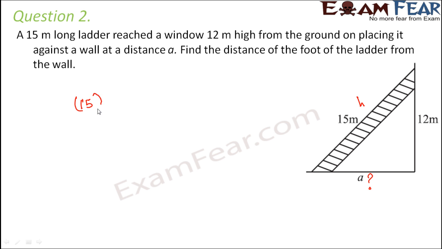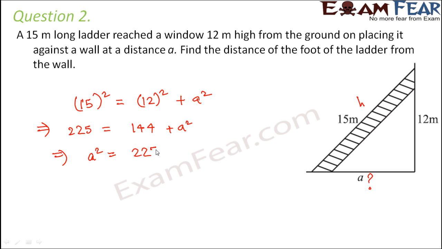Therefore 15 square is equal to 12 square plus A square. So 15 into 15 is 225 is equal to 12 into 12 is 144 plus A square. Or we can say that A square is equal to 225 minus 144. So this is 81. Therefore A is equal to root over 81, which is equal to 9 centimeters. Therefore the distance of the foot of the ladder from the wall is 9 centimeters.